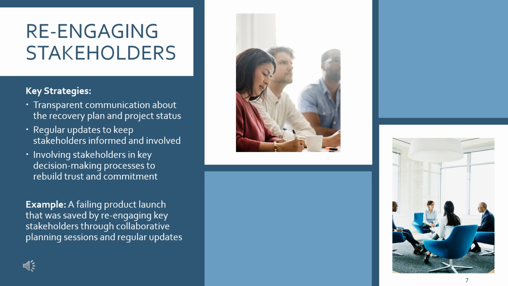Re-engaging stakeholders is a critical step in turning around a failing project. When a project encounters significant challenges, stakeholders may become disengaged or lose confidence in the project's ability to succeed. To rebuild their trust and secure their continued support, it's essential to communicate openly and transparently about the issues the project is facing and the steps being taken to address them. This involves providing clear, concise updates on the project's status, outlining the recovery plan, and explaining how it will get the project back on track.